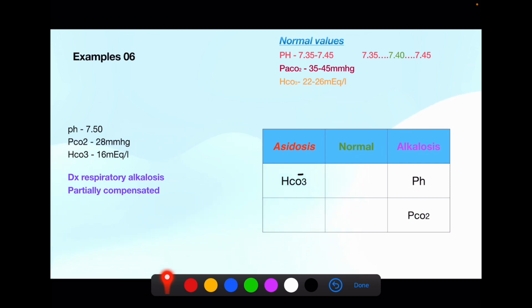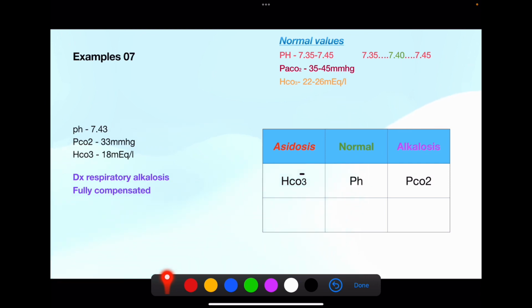We'll go for another example. The last example is this patient: pH is 7.43, your PCO2 is 33, your bicarbonate is 18. According to our values, we are going to add those values in our columns. Since your pH is 7.43, it is normal. That's why I have put it in the normal column.